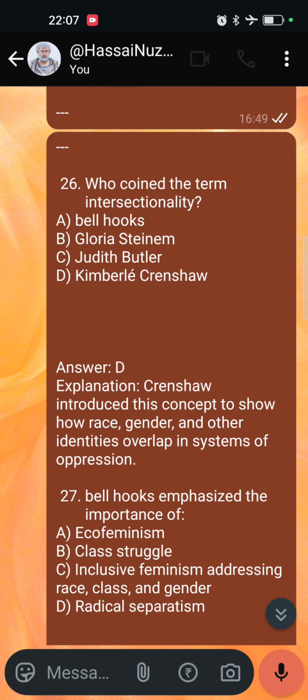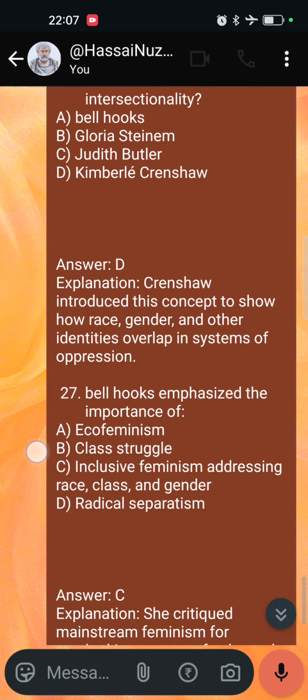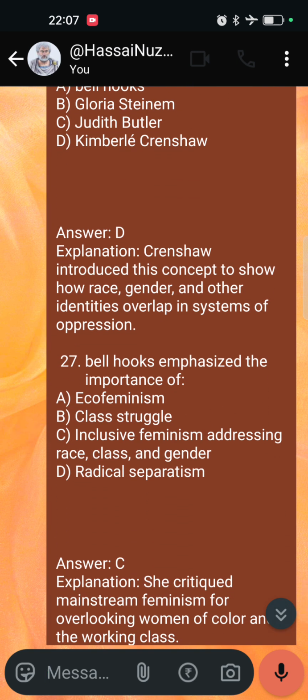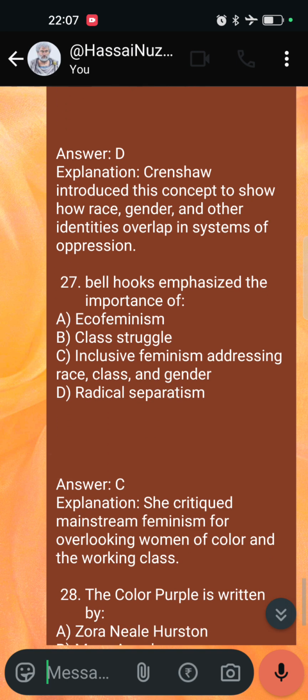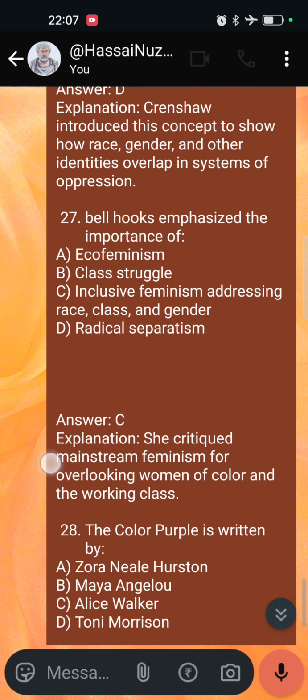27th. Bell Hooks emphasized the importance of. Answer C. Inclusive feminism addressing... She critiqued mainstream feminism for overlooking women of color and the working class.